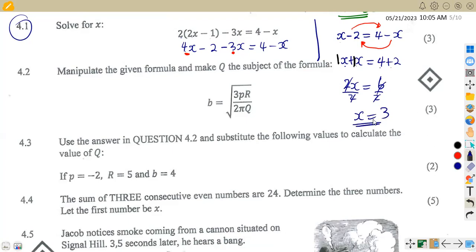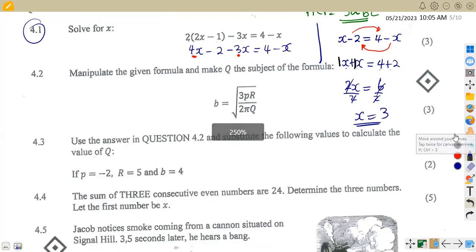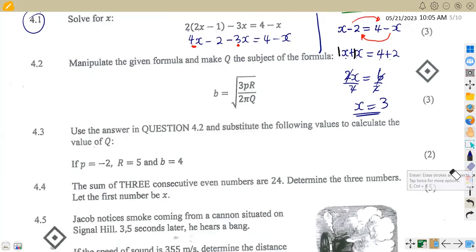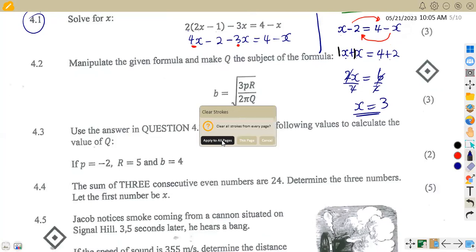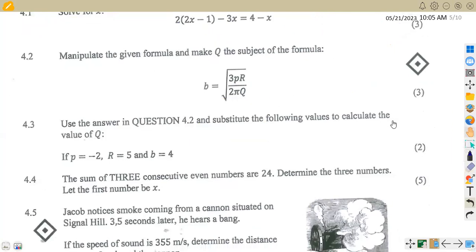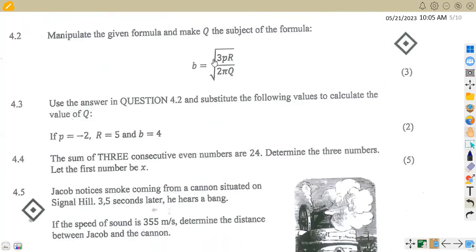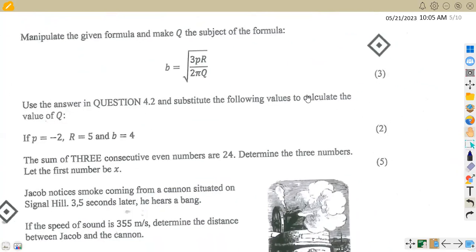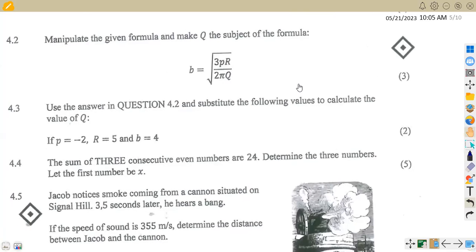All right, 4.2, that's another question that you're given, which has 3 marks, where we're now asked to make Q the subject of the formula. In this case, we're given to make Q the subject. Okay, so let me just rewrite or manipulate. To manipulate is to make the subject. Manipulate the given formula and make Q the subject of the formula. All right, that was question 4.2.